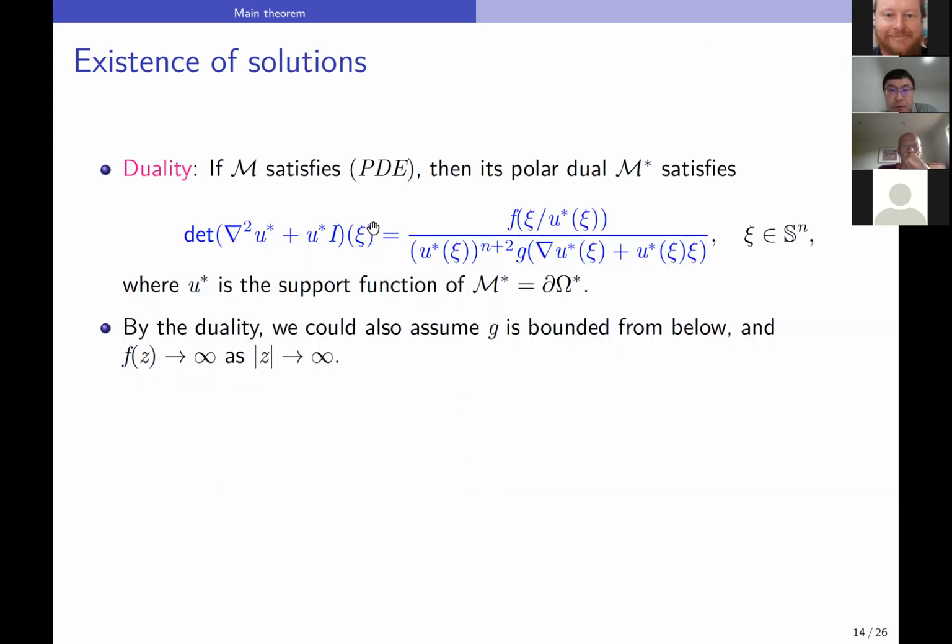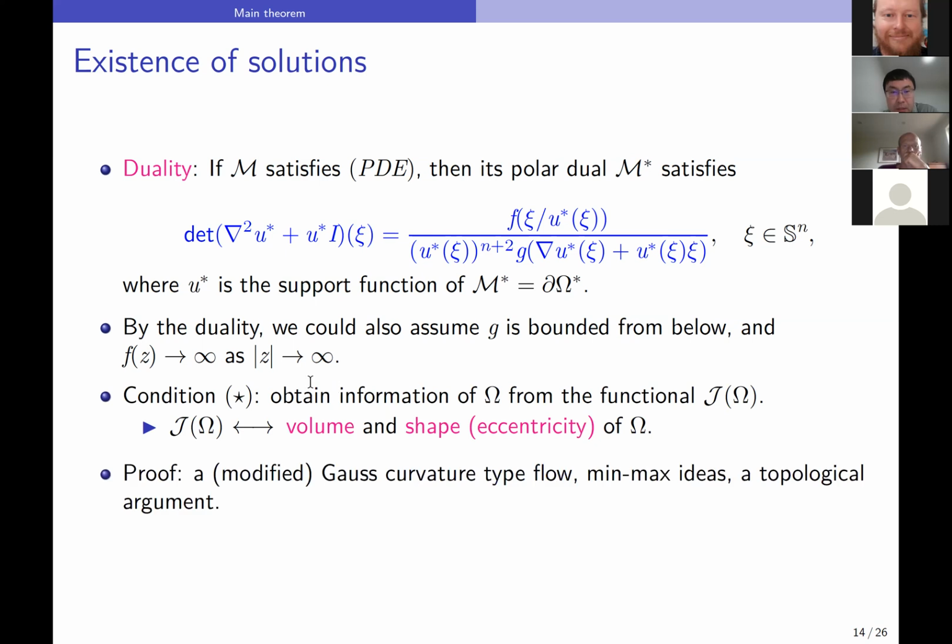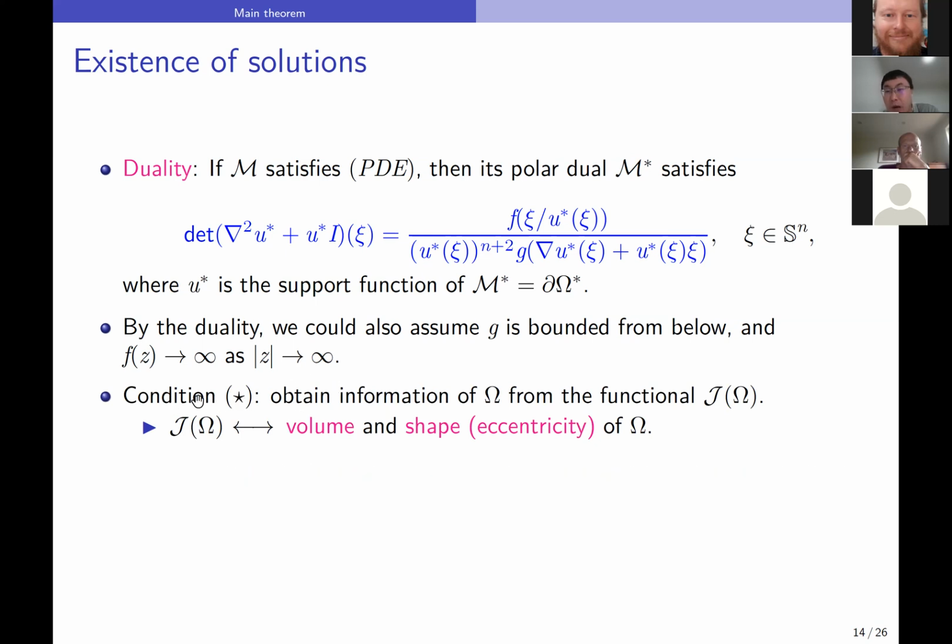A couple of remarks. The first remark, by duality: if M satisfies our main equation, then its polar dual M star also satisfies a similar equation. Basically, you just switch the roles of f and g. By the same reason, we can also assume g is bounded from below, and f goes to infinity when z goes to infinity. Why do we assume condition star? Just because we want to obtain information about omega from the value of the functional J. That means we want to determine the volume and the shape of omega from the value of its functional.